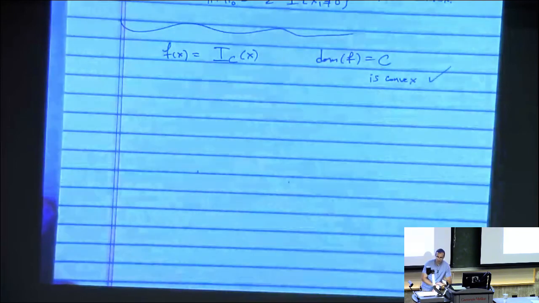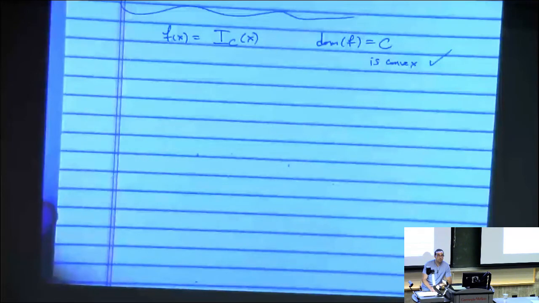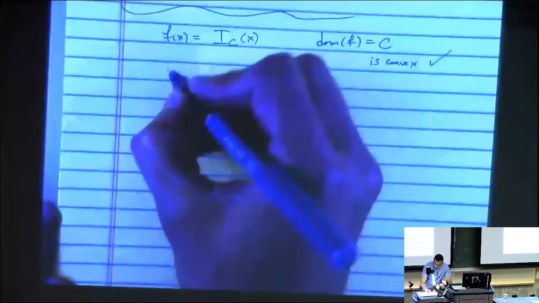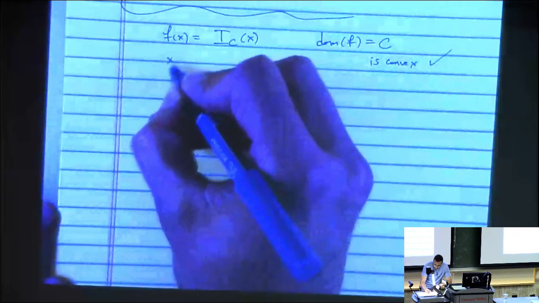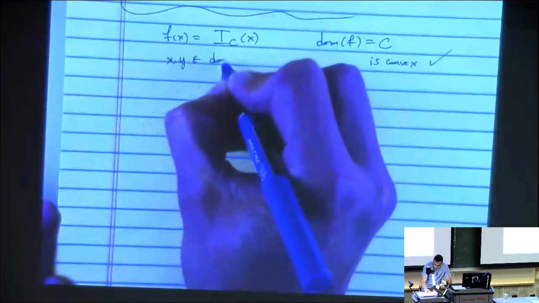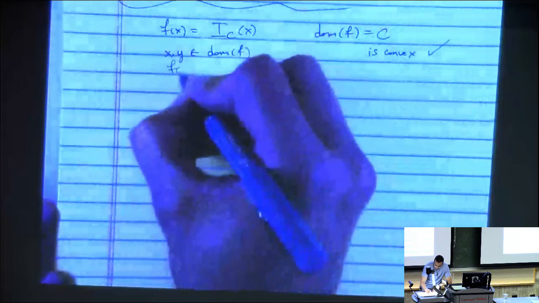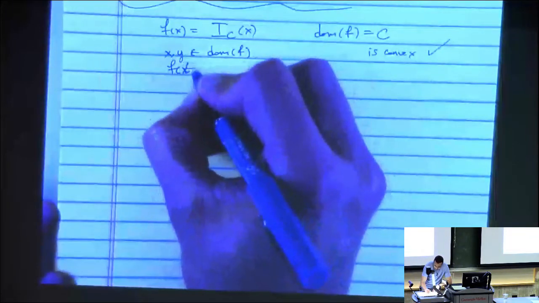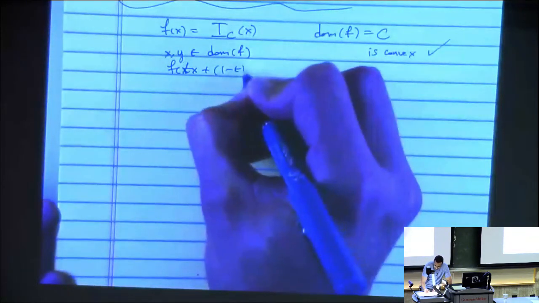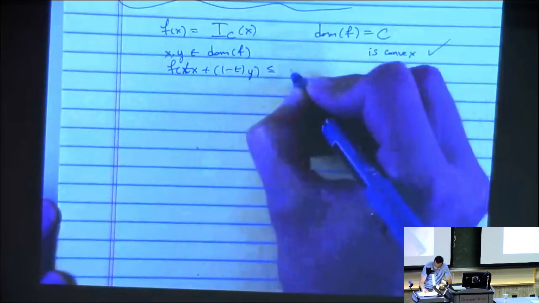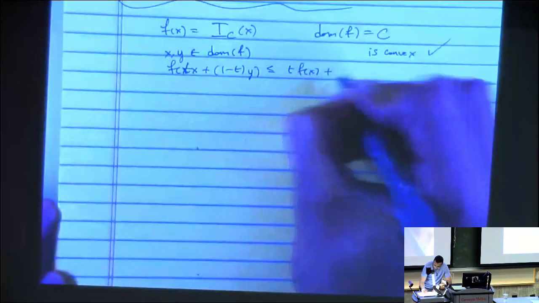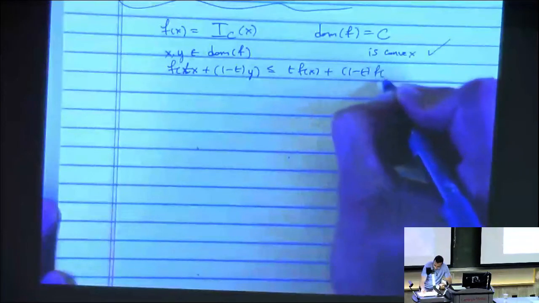So that's convex by assumption. And now I have to take any 2 points in the domain, x, y in the domain. And I have to check that f of tx plus (1 minus t)y is less than or equal to t times f of x plus (1 minus t) times f of y.